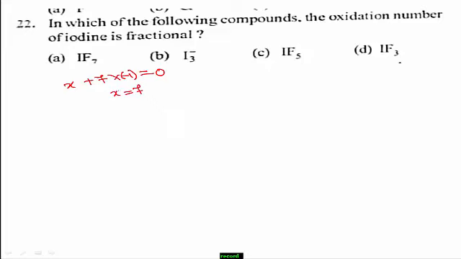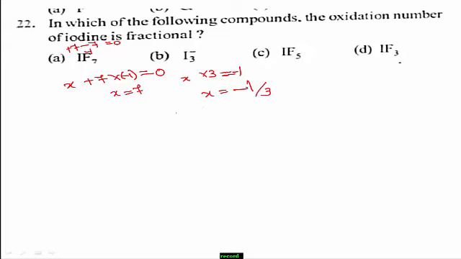Right. Another method: fluorine is always minus 1, 7 into minus 1 is minus 7. So the iodine value is definitely plus 7, then only the overall sum is equal to 0. Next, I3 minus is given here. So I write x into 3 equals minus 1. In ionic form, the sum equals minus 1. So x equals minus 1 upon 3.